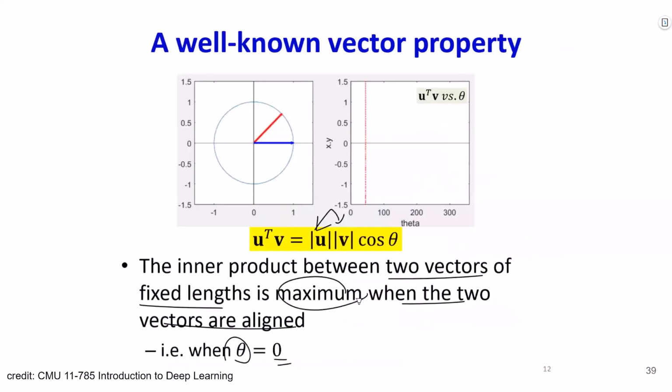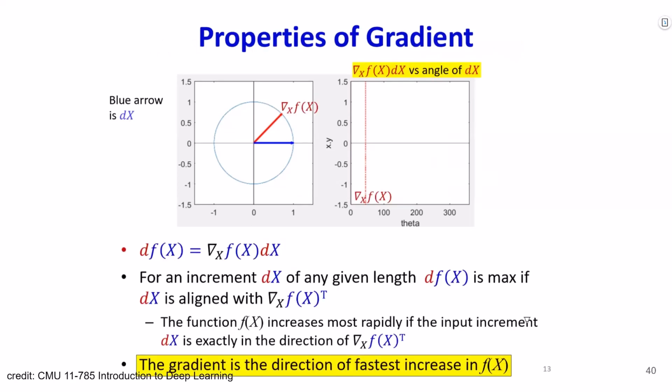And because the dot product between two vectors becomes maximum when they have 0 theta between the two vectors, the gradient is the direction of fastest increase in f(x). Okay, so the function f(x) increases most rapidly if the input increment dx is exactly in the direction of the gradient.